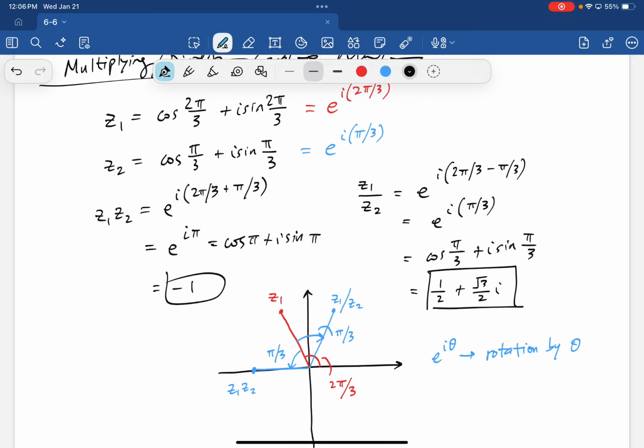Wait, is this correct? Just take a look real quick. I'm looking for the trigonometric form, but does this convert into this? That's not the right answer.